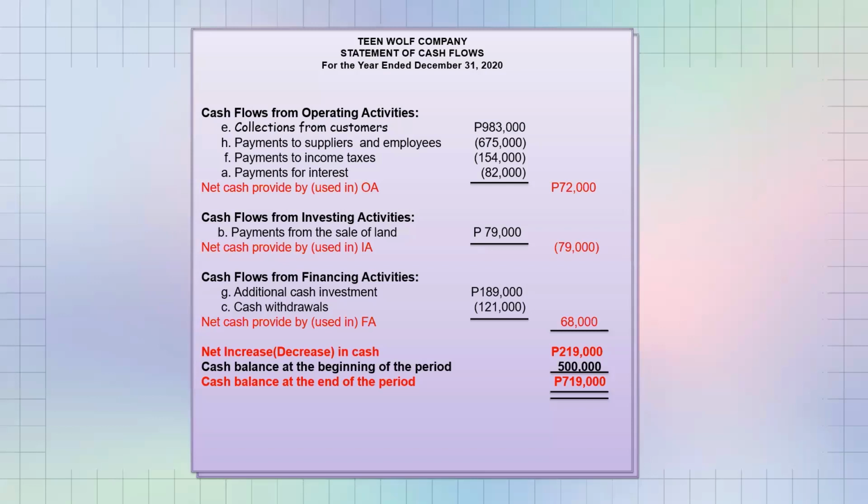So, in our statement of cash flows, the ending balance is 719,000, which is indeed correct, as I said again, because the statement of financial position reflects that amount in the cash account. So, this is one sample problem that I found.